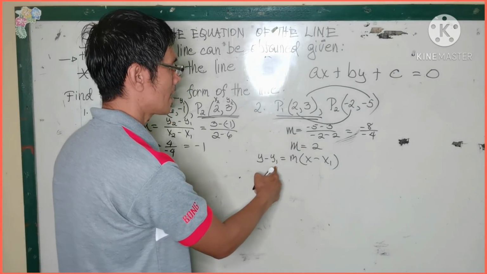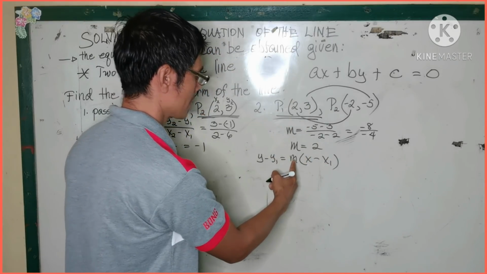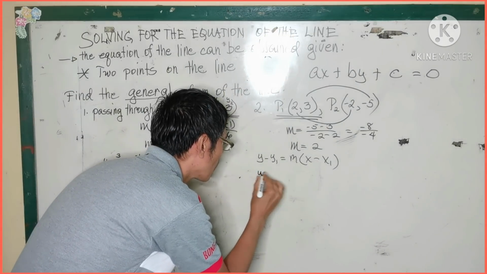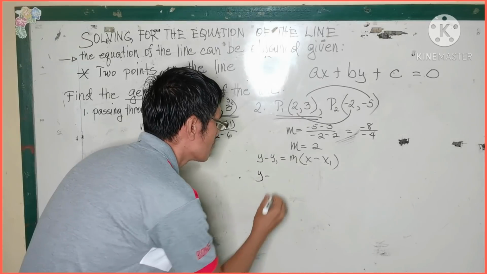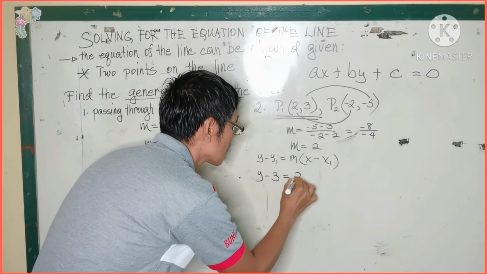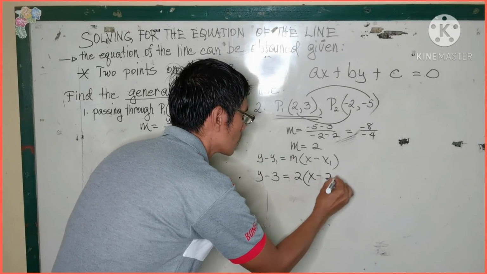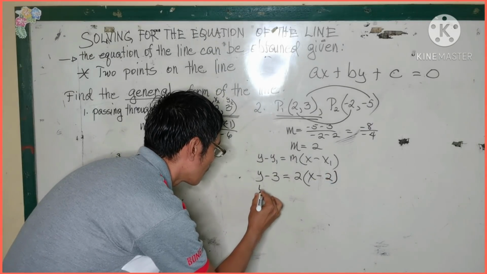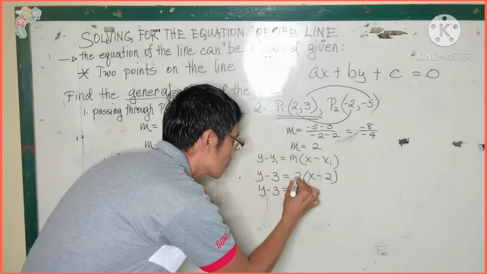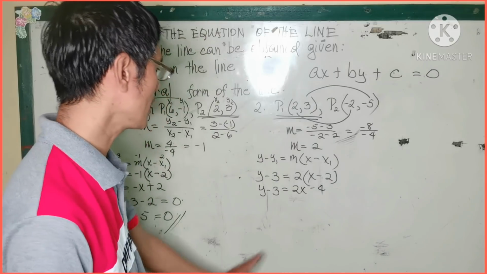So, ang y sub 1 natin is 3 and our x sub 1 natin will be 2. And of course, our m is 2. So we have y minus y sub 1, which is 3, equals m, which is 2, times x minus x sub 1, which is 2. So we have y minus 3 equals 2 times x, 2x, 2 times negative 2, negative 4. Okay?